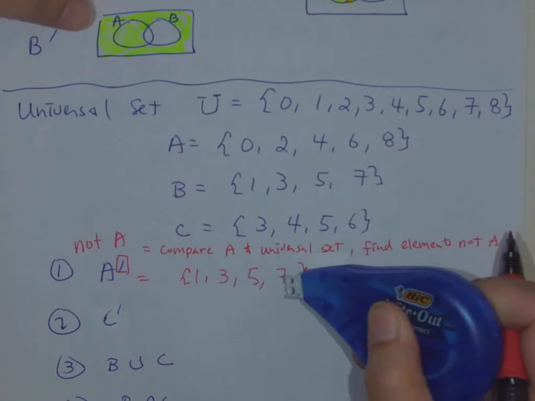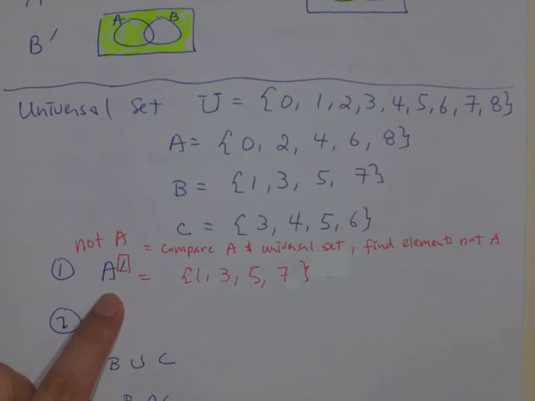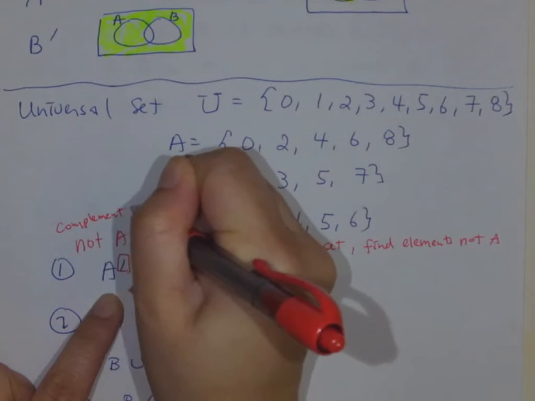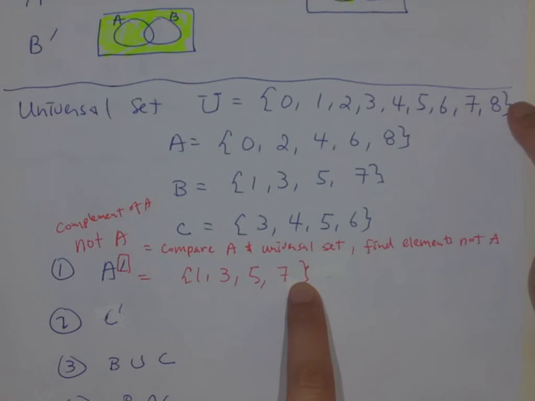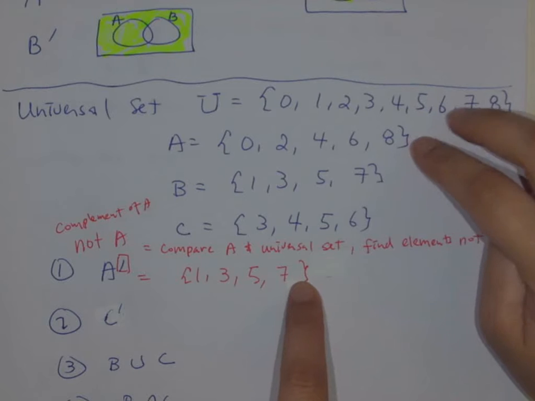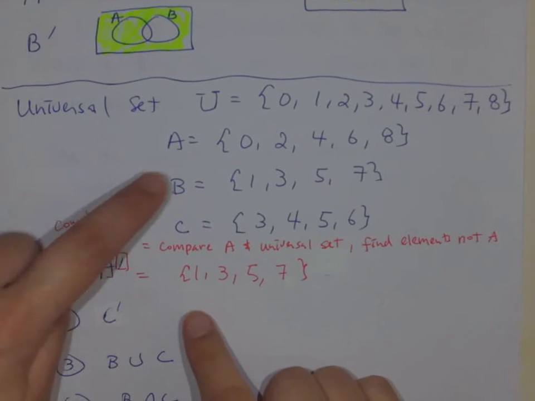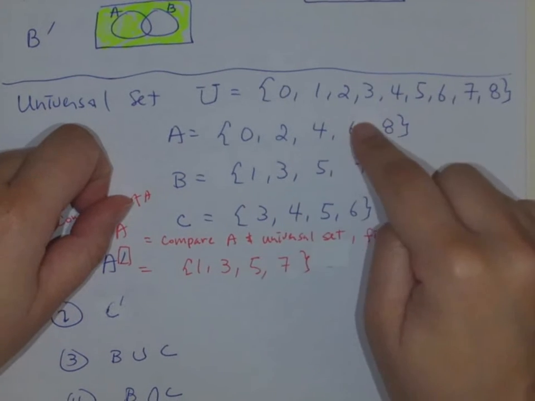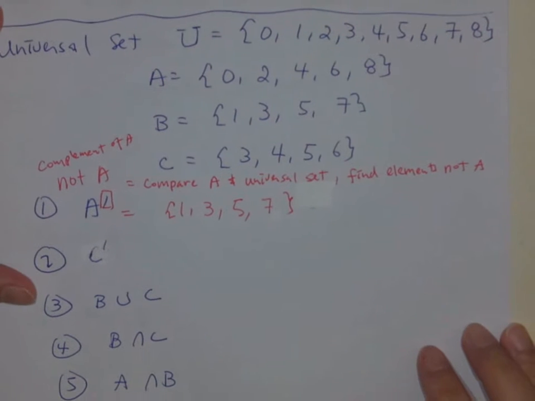So what that means is, remember, this is also not A or the complement of A, right? So if I combine A and not A together, it should get back to the universal set. So they complement each other. So combining these two will equal the universal set. So it would be 0, 1, 2, 3, 4, 5, 6, 7, 8. So it will combine back to the universal set.